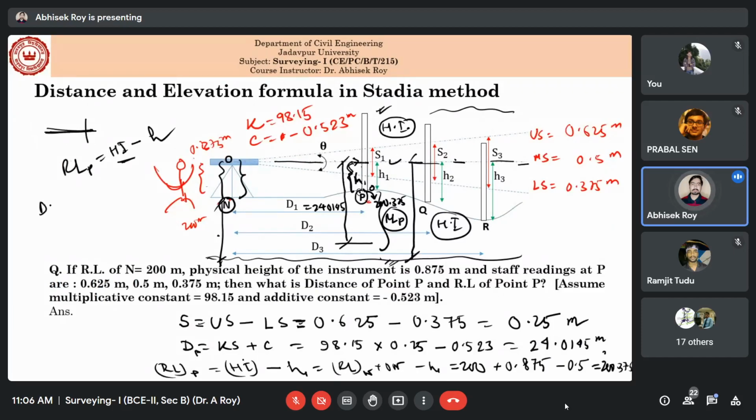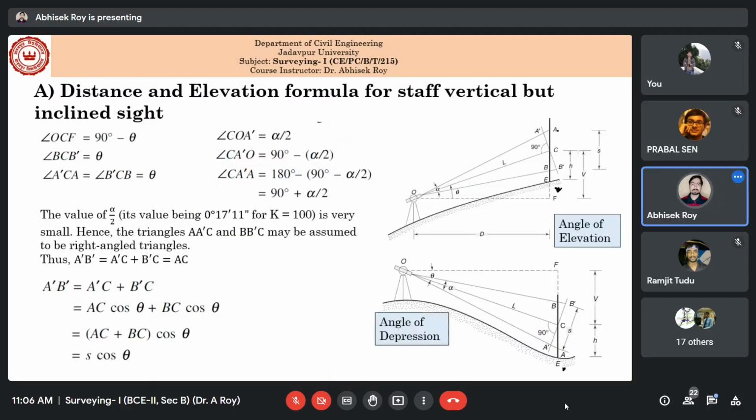So D equals Ks plus C, this formula is valid when your staff is vertical as well as your side is also horizontal. But if your staff is not vertical or your side is not horizontal, then the case will change. And there may be some cases where this sort of arrangement will be there. So for that also, this formula will change a little bit. So that's what we have to discuss right now.